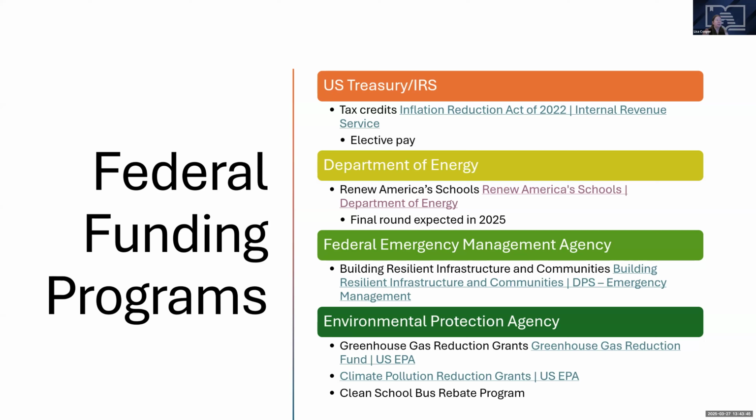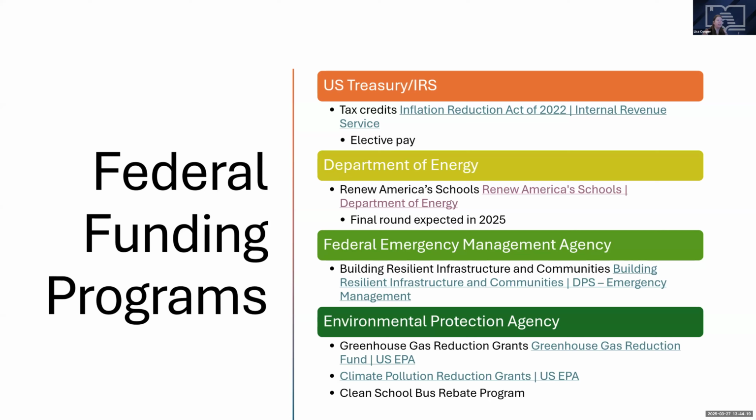The first one comes from the U.S. Treasury, or the IRS. And it's basically tax credits. And if you're thinking, I am a nonprofit organization, I don't pay taxes, that's okay, because they have something called elective pay, which is basically you get a check back at your organization from the government that would be what you would receive in a tax credit if you were a tax paying organization.